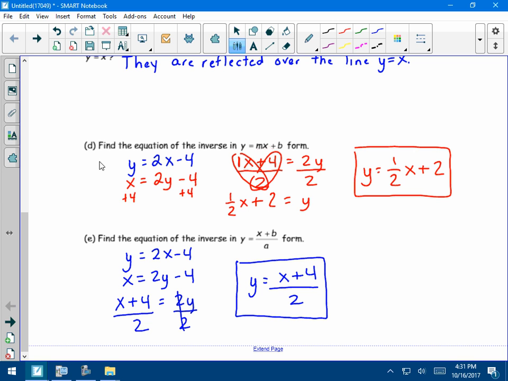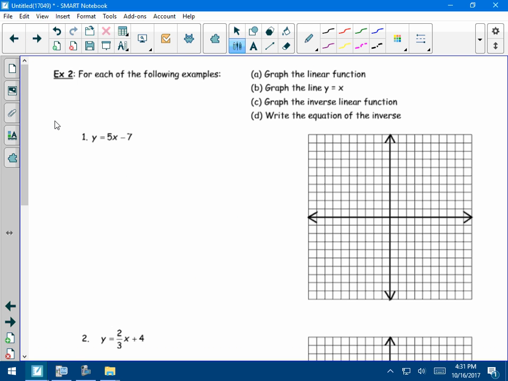Okay, so hopefully that seems a little familiar. Here's the next page. For each of the following examples, we're going to graph the linear function. Then we're going to graph the line y equals x to show that reflective property. Then we're going to graph the inverse function. We're going to write the equation of the inverse. Okay, so first step is to graph.